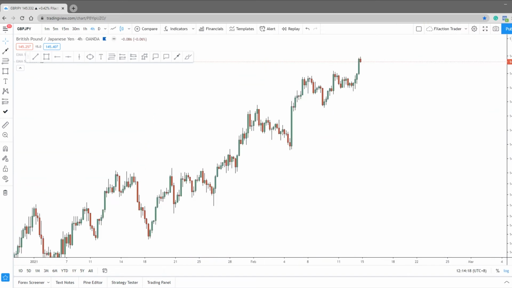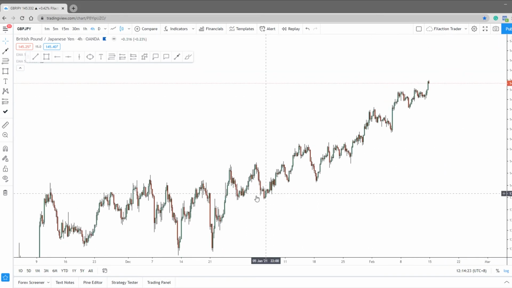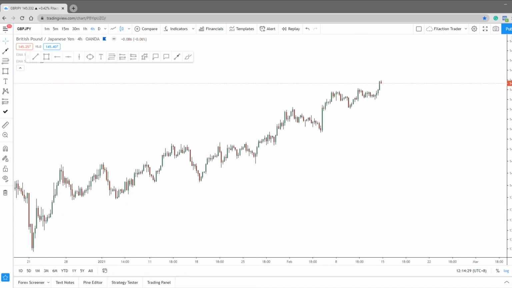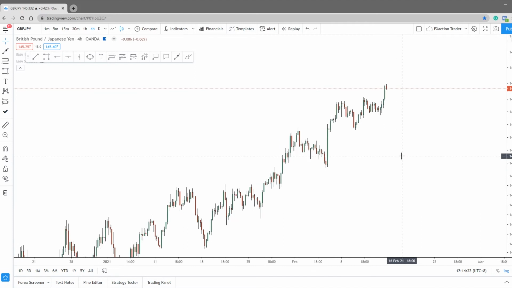So on the Pound Yen H4 chart, we can clearly see that the market is creating higher highs and higher lows for a very long period of time. So this means that the market is in a very strong uptrend for a long duration, and we should only look for buy trades. Never ever try to trade against the market.